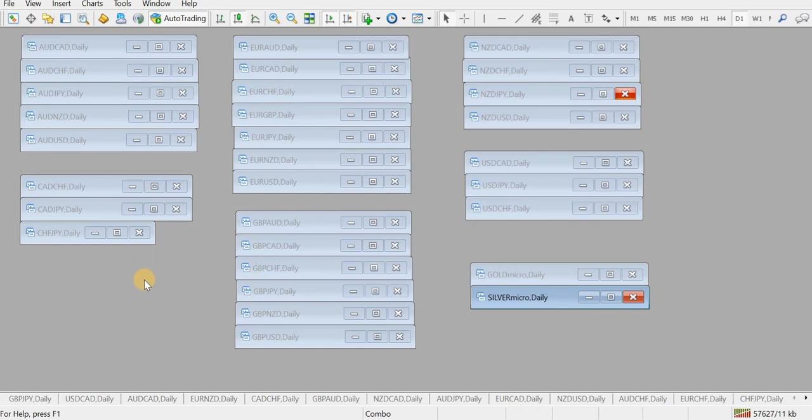All right, this is my profile setup, so you can see all my pairs. Looks like I've got a trade on every one except the CHF Japanese yen, the Swiss yen. So we'll go through each one quickly and you'll see where we're at.